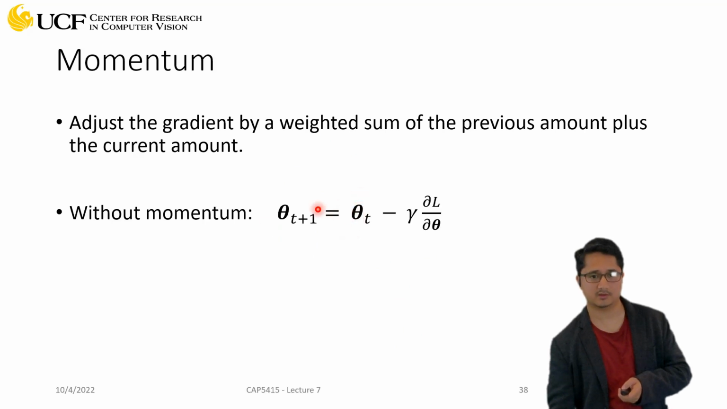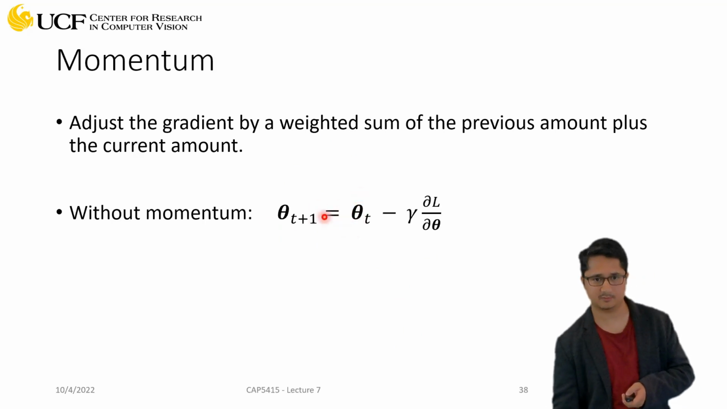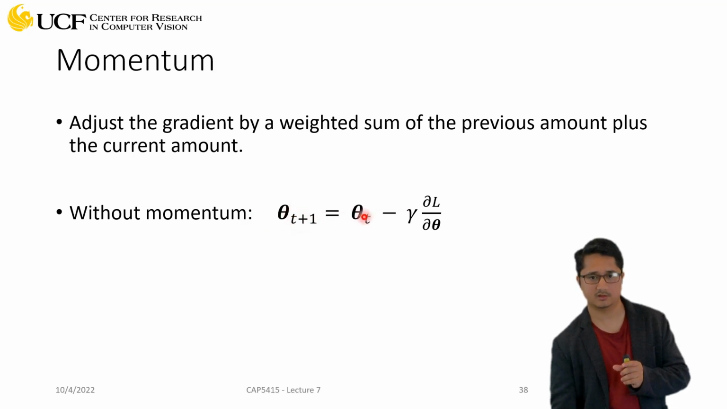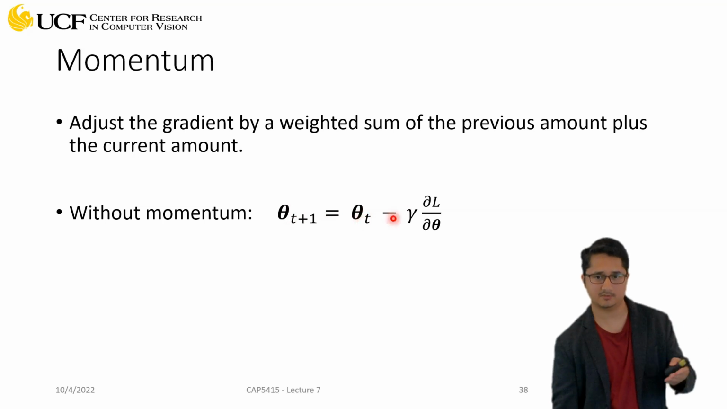Okay, so this is your normal gradient step when you are not using momentum. This is your updated value for the weight. This is the weight value in the previous step. This is the learning rate, and that's the gradient.